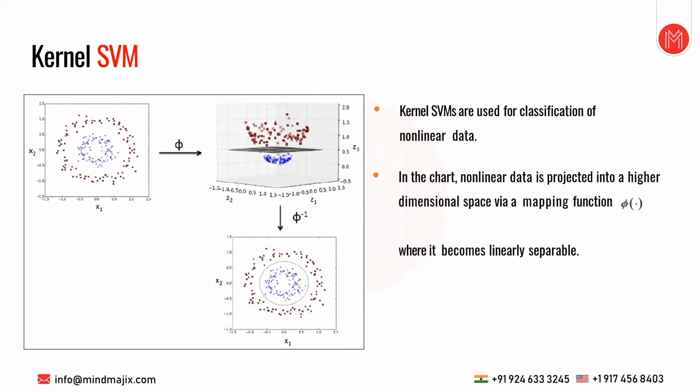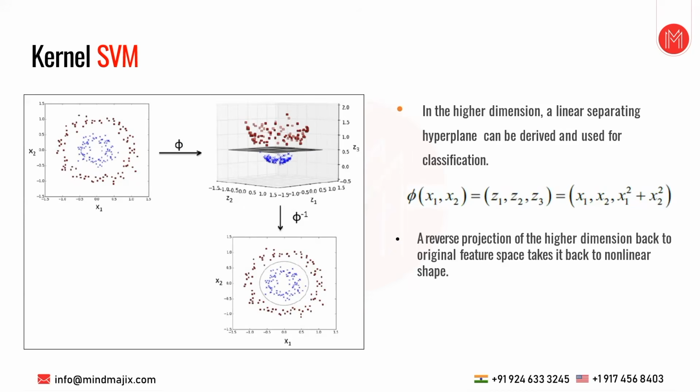In this chart, nonlinear data is projected into a higher-dimensional space via the mapping function, and theta represents the mapping function. In this diagram we only have these data points. To classify them, we convert them into three dimensions and provide the hyperplane, where the data becomes linearly separable. In the higher dimension, a linearly separating hyperplane can be derived and used for classification.